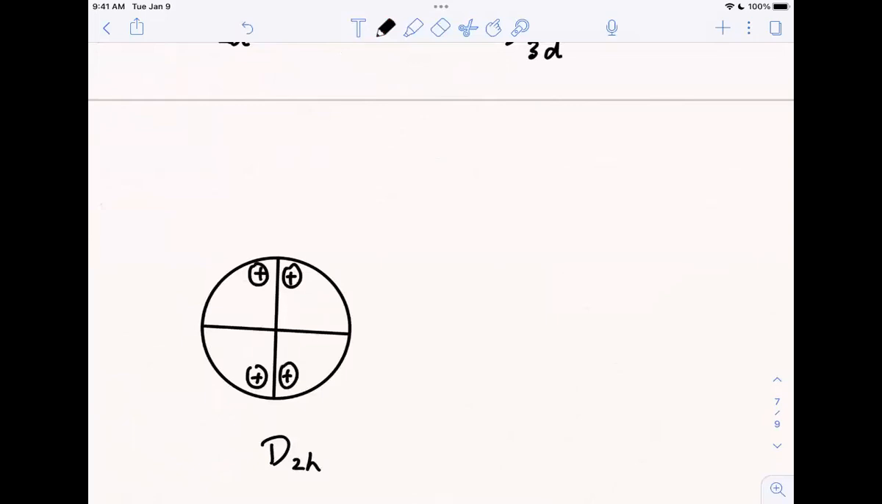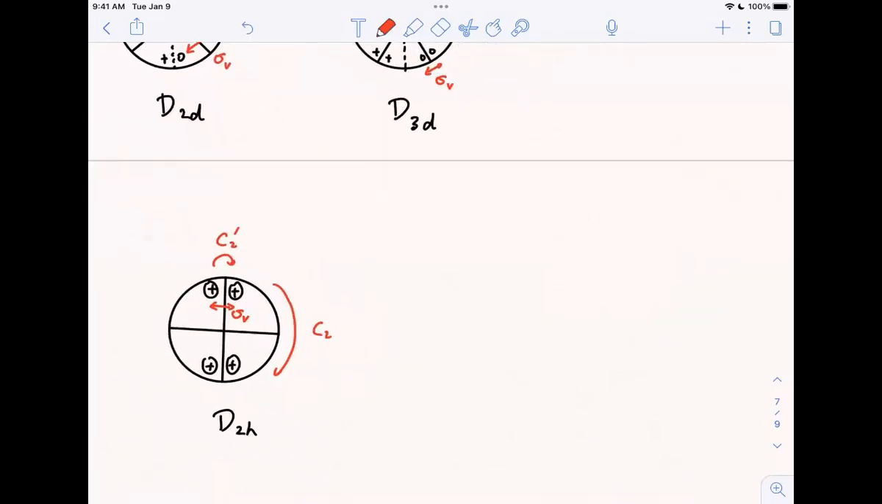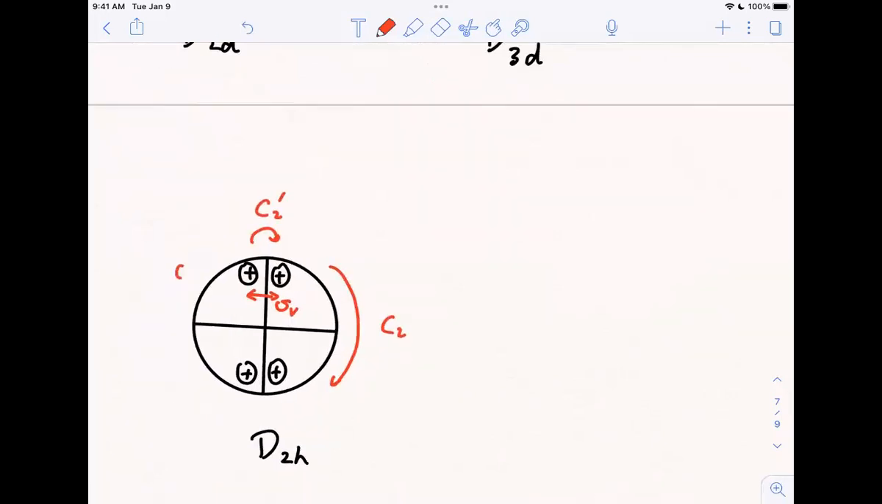So what do you mean? So first, you have this C2 symmetry. And then you have a rotation C2 prime. And at the same time, you also have the vertical mirror symmetry. You have all of them. Okay, so this is called the D2H group. Also sigma H, both. So it's a higher symmetry group.